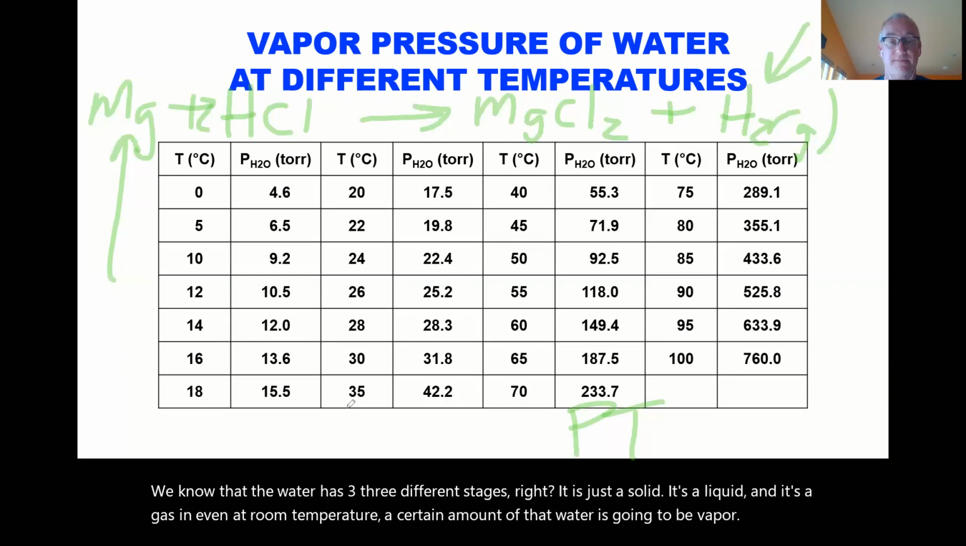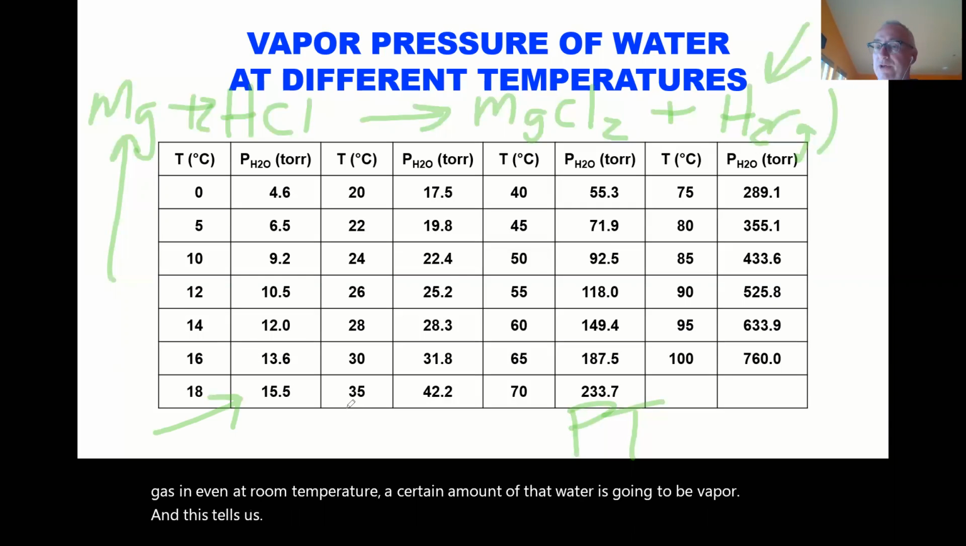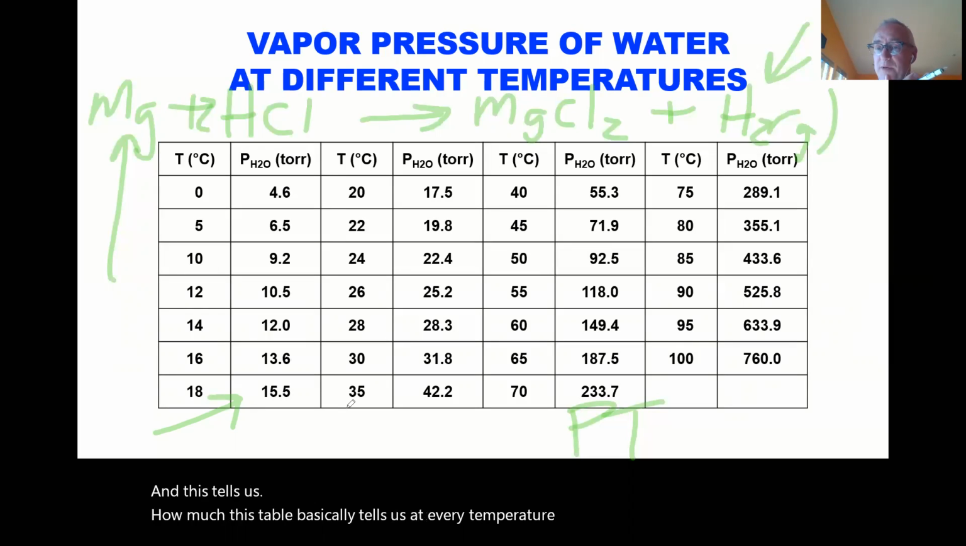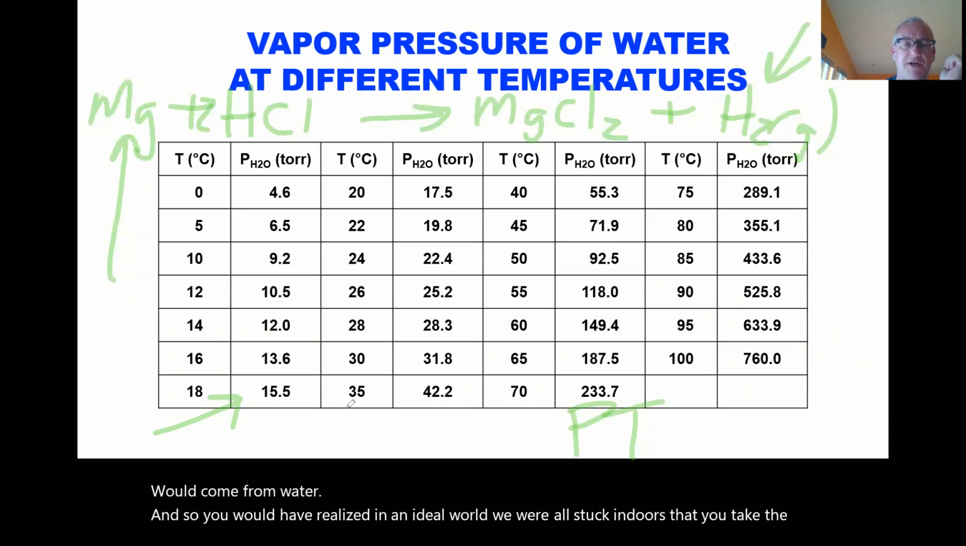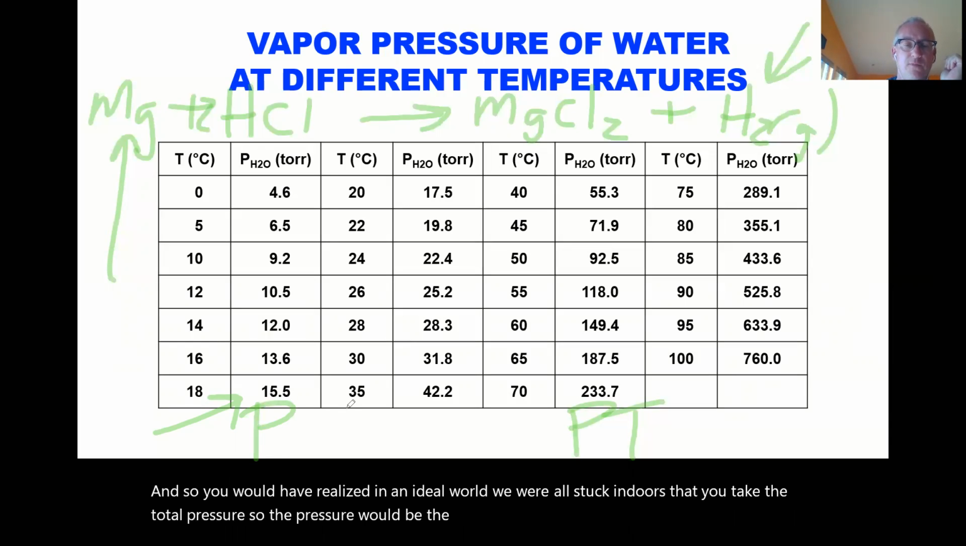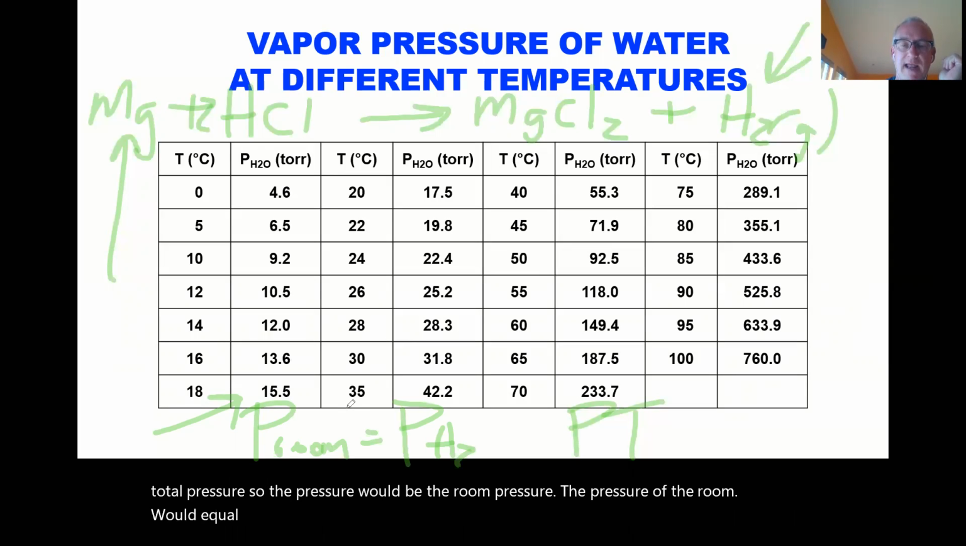And this table basically tells us, at every temperature, or most temperatures we're going to be measuring, how much of the pressure inside that tube would come from water. And so you would have realized, in an ideal world, where we weren't all stuck indoors, that the total pressure, the pressure of the room, would equal the pressure of the hydrogen gas you made plus the pressure of the water.